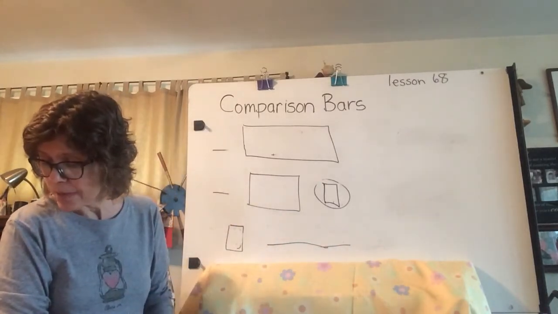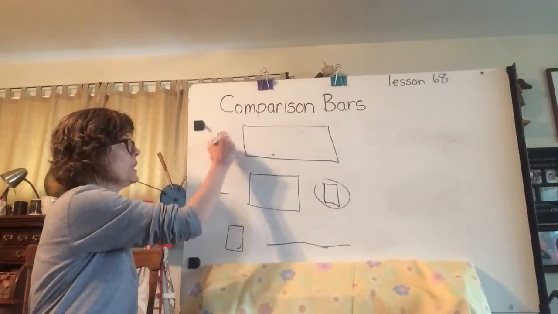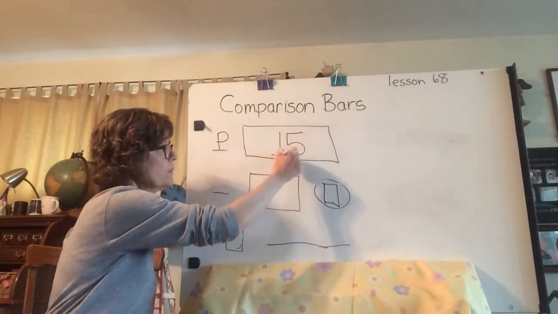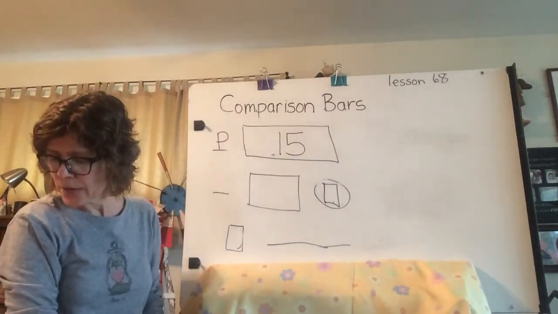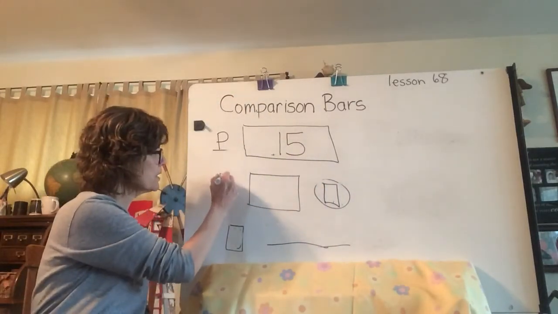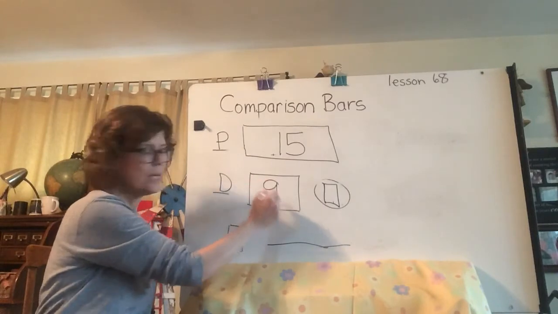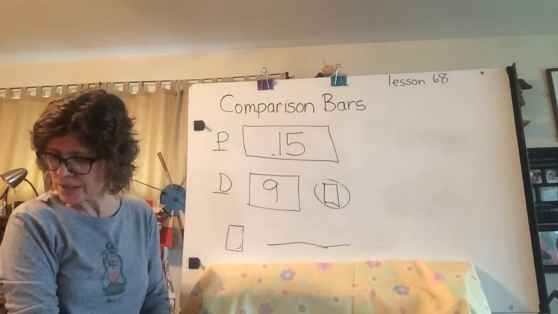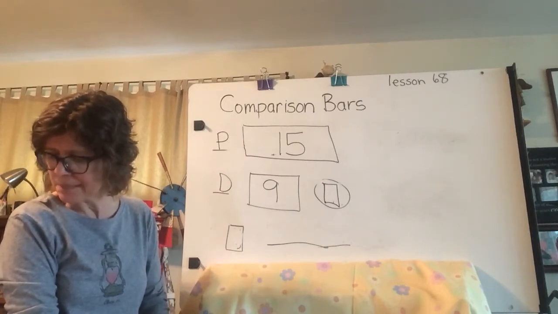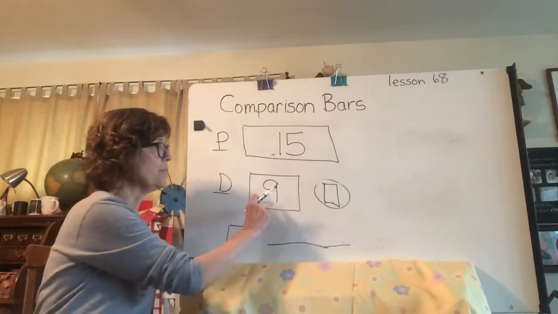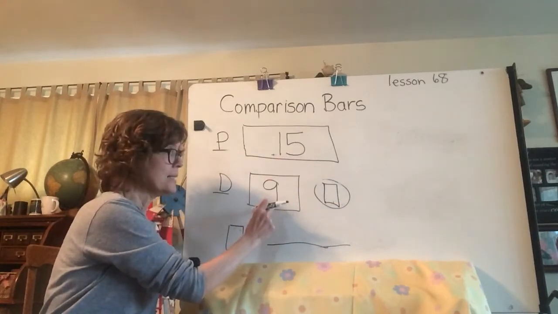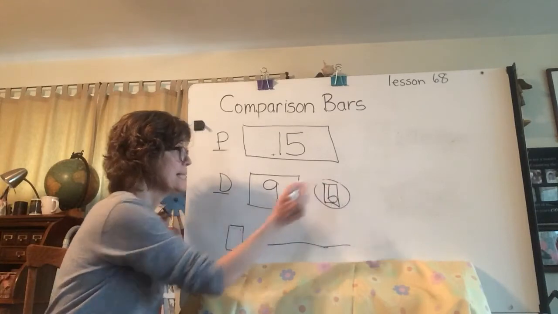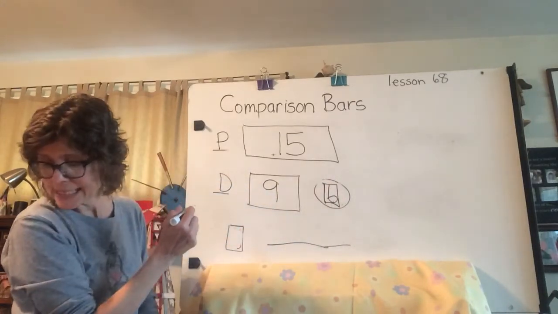It says Ms. Perez has 15 horses. Mr. Drew has 9 horses. There's D for Mr. Drew. And now the question is, how many more horses does Ms. Perez have than Mr. Drew? And I'm going to either go 15 minus 9, or you can count up from 9, and the answer would be 6.